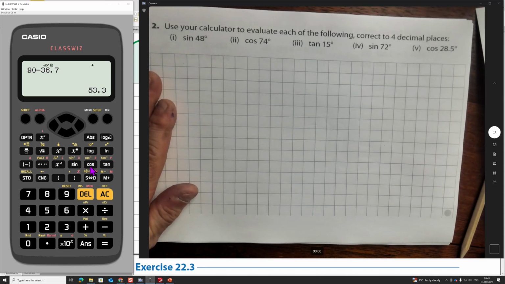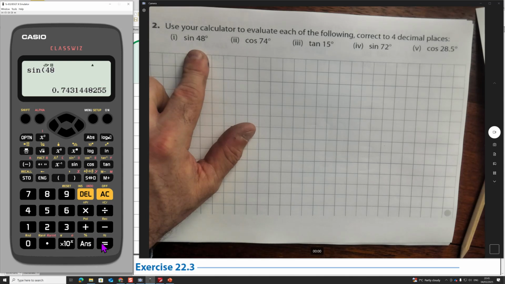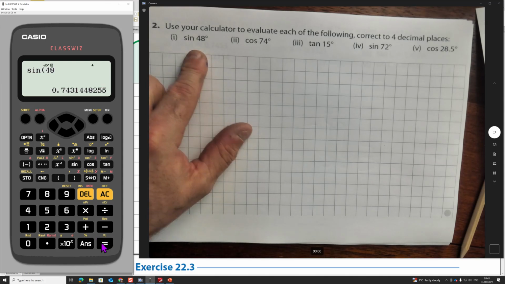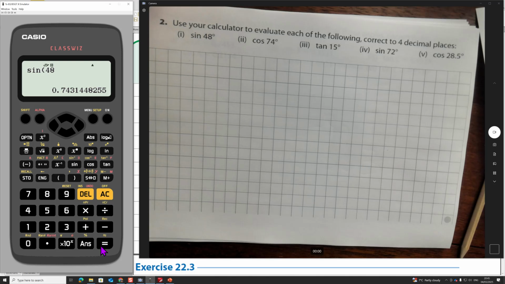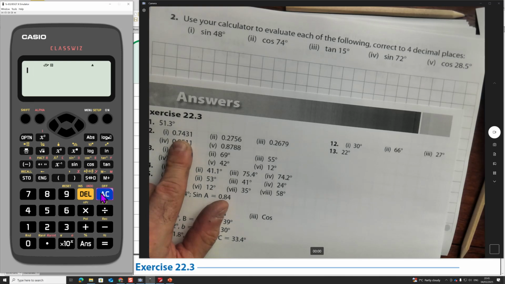Use your calculator to evaluate each of the following. So this is a straightforward application of the sine of 48. We'll just take a look here, be a little bit lazy now on this one. Okay, and I'm getting 0.7431. The next one here is the cos of 74. Clear, cos, degree angle, 74 equals 0.2756.